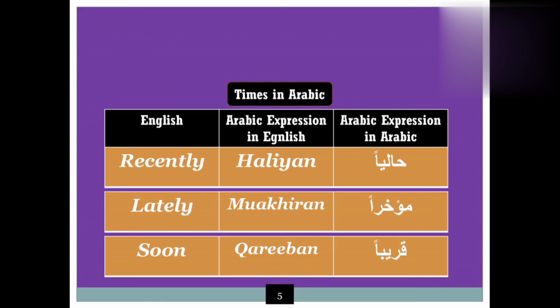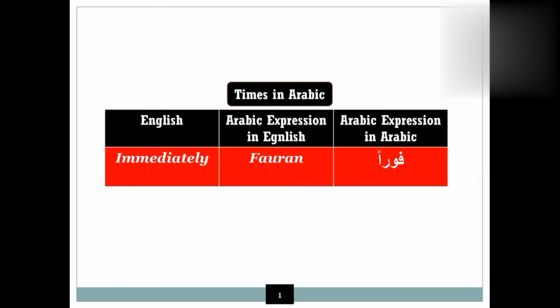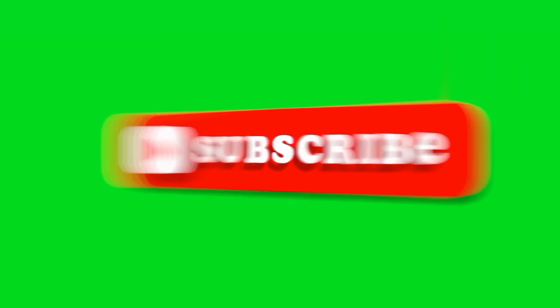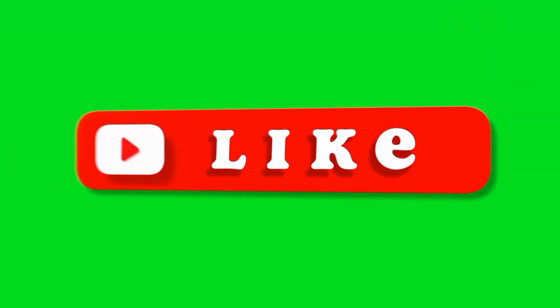Qariban means soon. Now see immediately. For immediately we use in Arabic fawran. Fawran means immediately. So this is enough for today. I hope you understood very well timing words in Arabic language through this video.